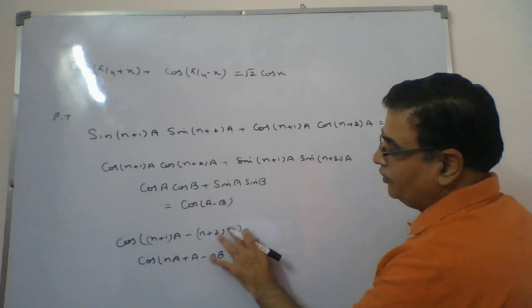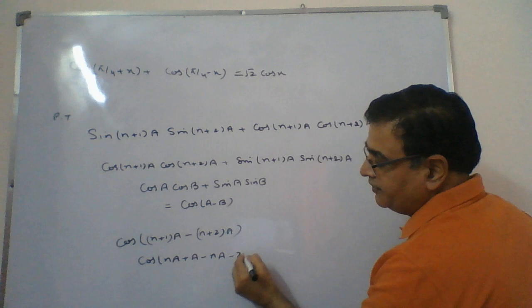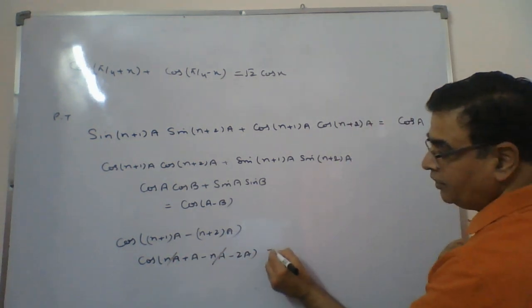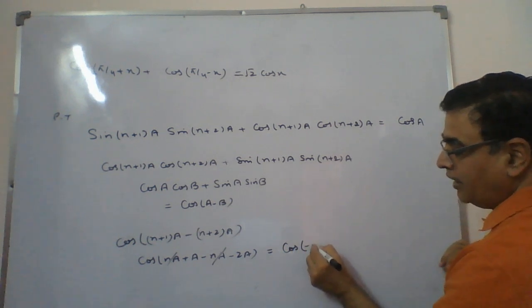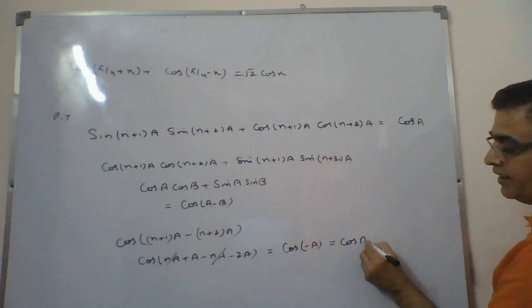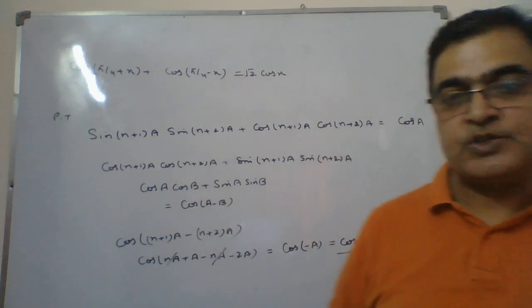Oh, sorry, this is A only. This will be nA again and minus of 2A. nA and nA cancel out. Left is what? Cos of minus A. And we have already done this is equal to cos A. Cos of minus theta is cos theta. So this will be the proof of first question.